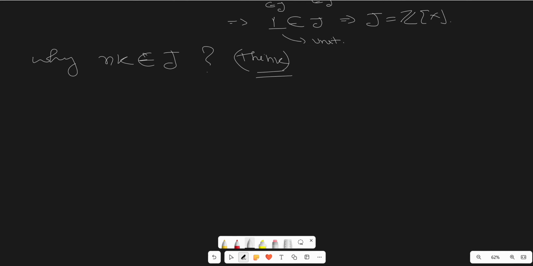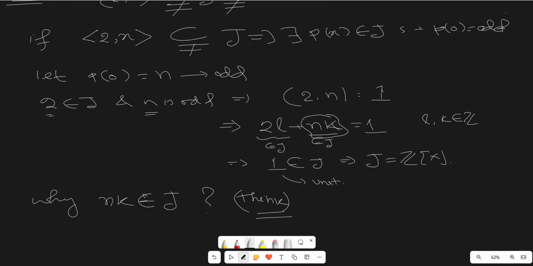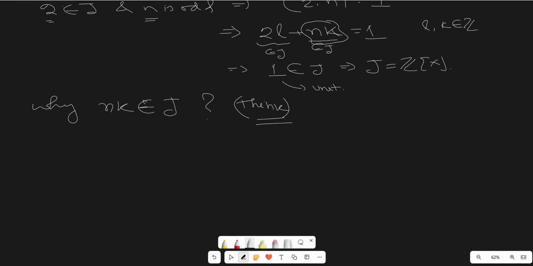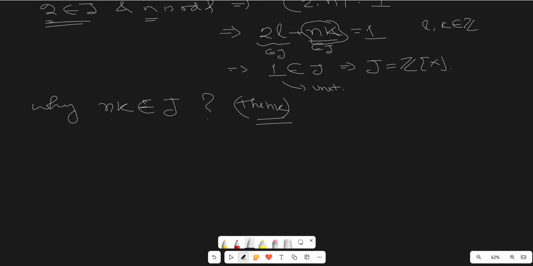Now I am telling why nk is inside J. What is my J? J is an ideal, right? Which contains the ideal generated by 2 comma x, right? 2 is inside J, so 2l will definitely be inside J, right? And this (2, x) is already contained here. So my question is why is nk inside J?